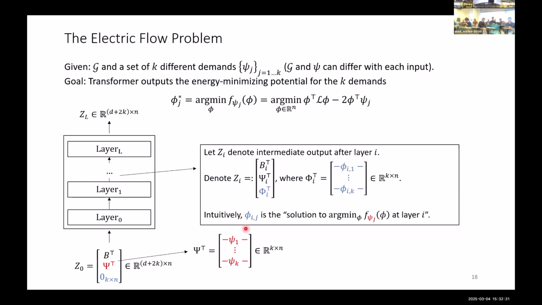And intuitively, the phi encodes the solution of the transformer for the corresponding demand. So by solution, I mean the electric potential assignment at layer I. So is everyone clear on the setup?